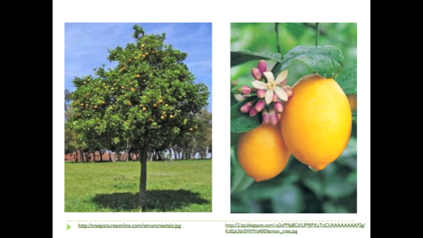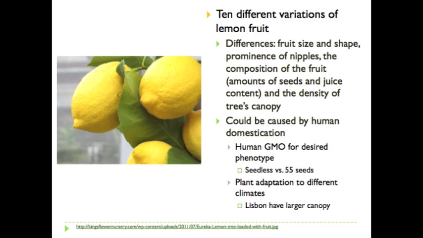Here, on the left, you can see a lemon tree. From this distance, you can see the canopy and the fruit. The picture on the right is a close-up of the lemon tree, showing the lemon fruit and the flowers. As mentioned before, there are 10 variations of the lemon. They differ in fruit size and shape, prominence or lack thereof of nipples, the composition of fruit, including the amounts of seeds as well as the juice content, and also the density of the tree's canopy.